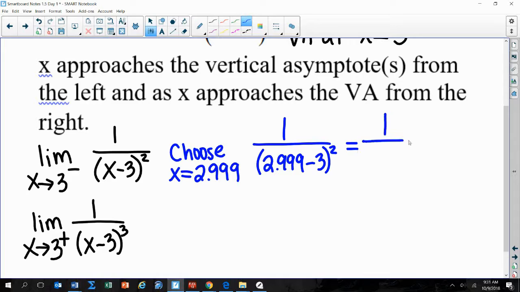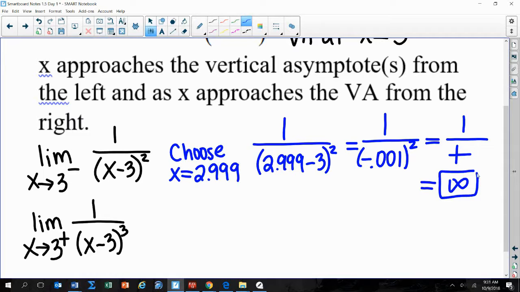We end up with 1 over negative 0.001 squared. But ultimately, what's happening when I'm squaring it? It's going to become positive. It's going to be 1 over a positive number that's really close to 0. Does it really even matter what that positive number ends up being? No, but I already know I only have 2 options. Either going to be infinity or negative infinity. So as soon as I know it's 1 over a positive number, my answer is going to be infinity. Okay.